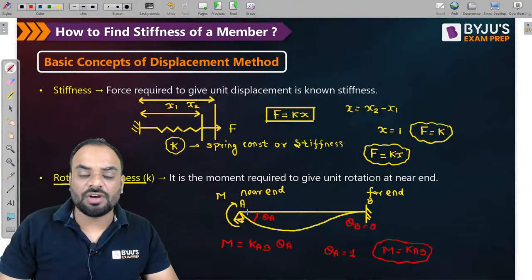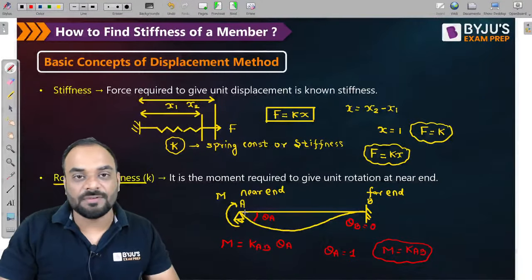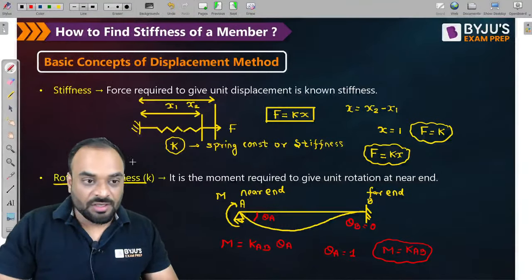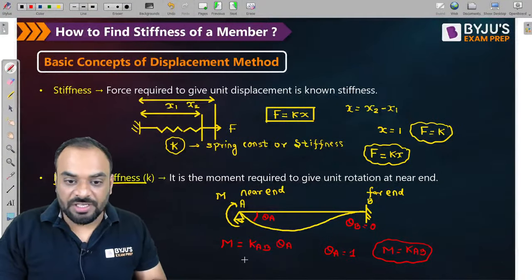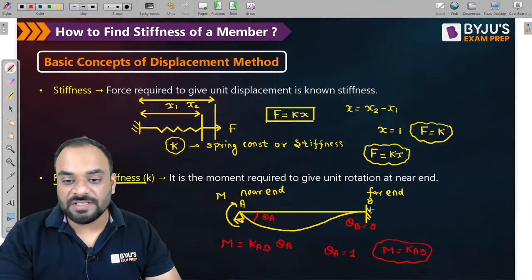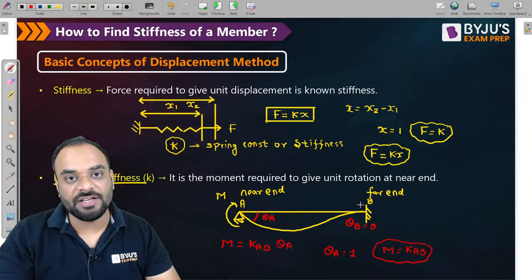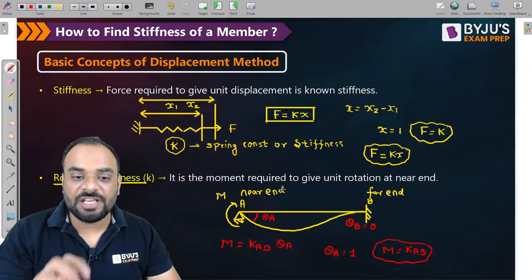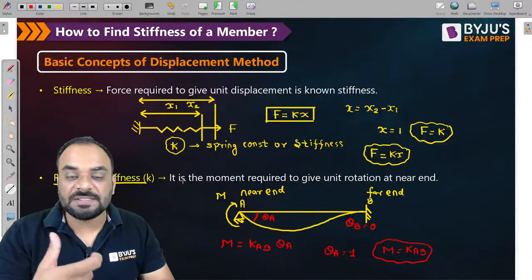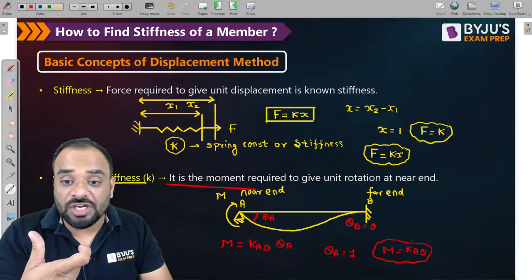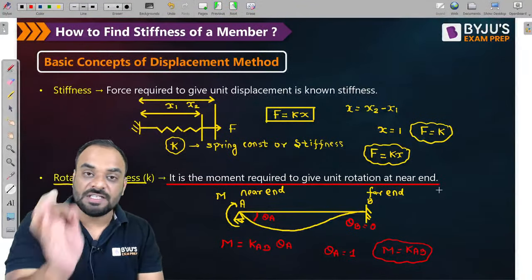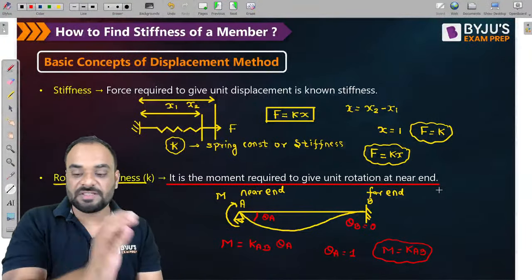We will find out what is the value for this particular type of structure. Okay, guys, let me explain one more point. If I ask you what should be the stiffness from B to A, it will be 0. Why is it 0? Let's understand in the next slide. So the general definition is what? It is the moment required to give unit rotation at the near end, known as the rotational stiffness or stiffness of a member.